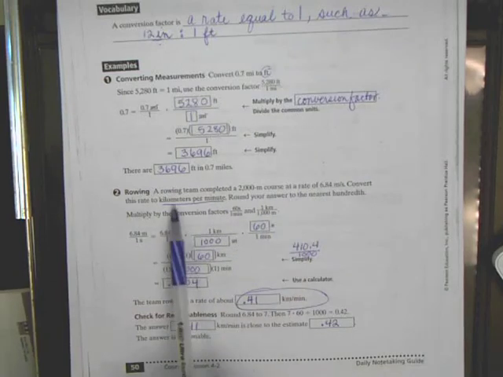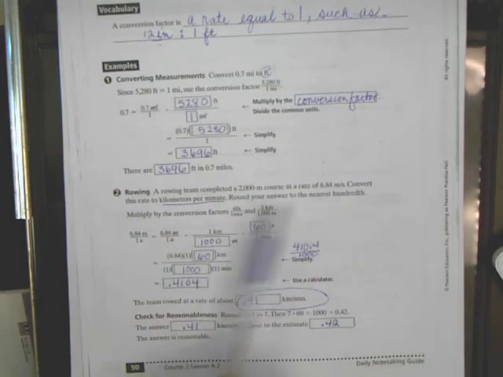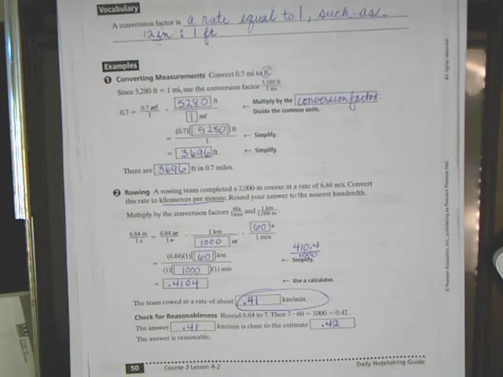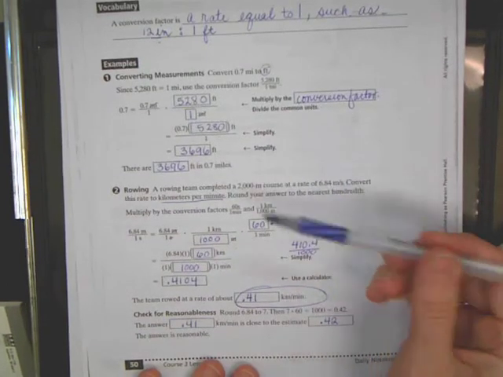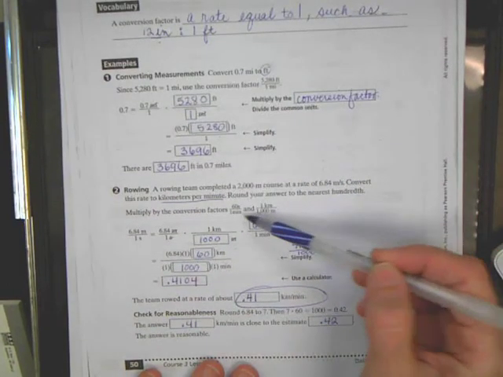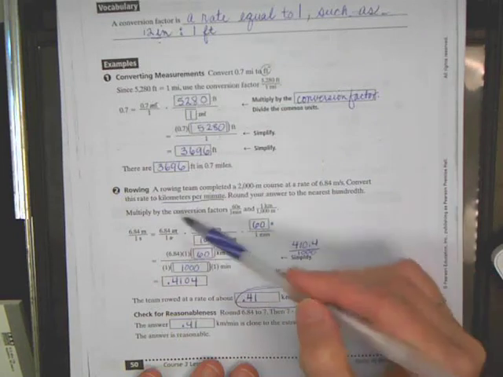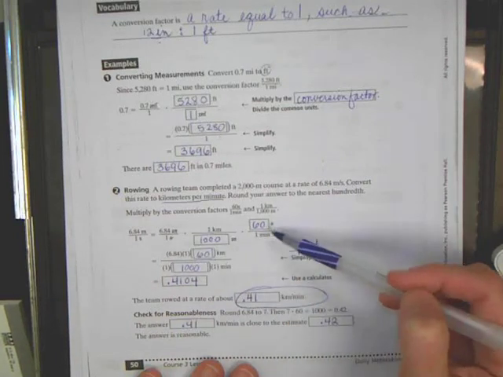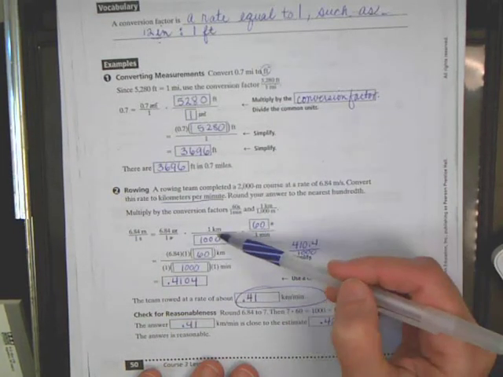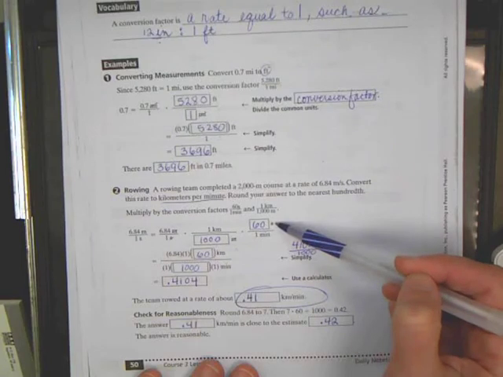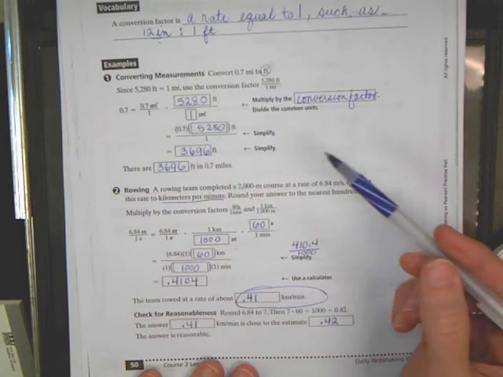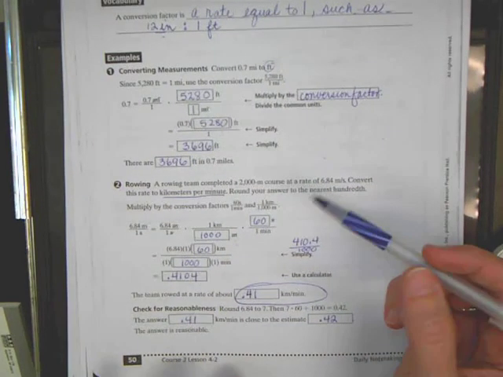So I'm changing meters to kilometers and seconds to minutes. That means I'm going to have two conversion factors in here because I'm changing two things. It doesn't really matter in which order you use your conversion factors. The way the book author set it up, they changed the distance first and the time second. It is totally arbitrary. You can decide how you want to do this.